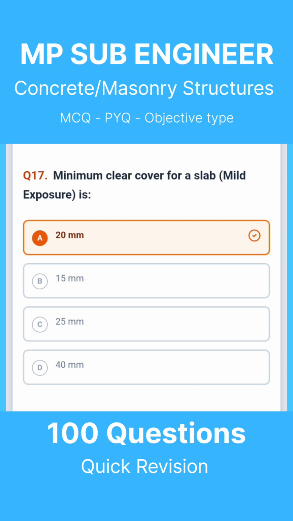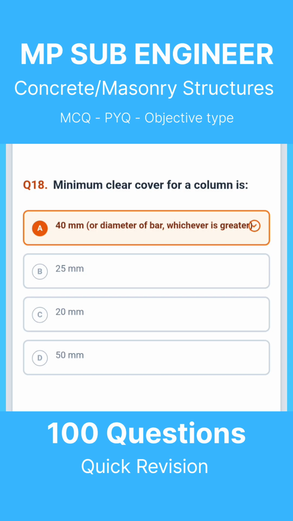Question 17. Minimum clear cover for a slab, mild exposure, is. The correct answer is 20 millimeters. Question 18. Minimum clear cover for a column is. The correct answer is 40 millimeters or diameter of bar, whichever is greater. Question 19. Minimum clear cover for a footing is. The correct answer is 50 millimeters.